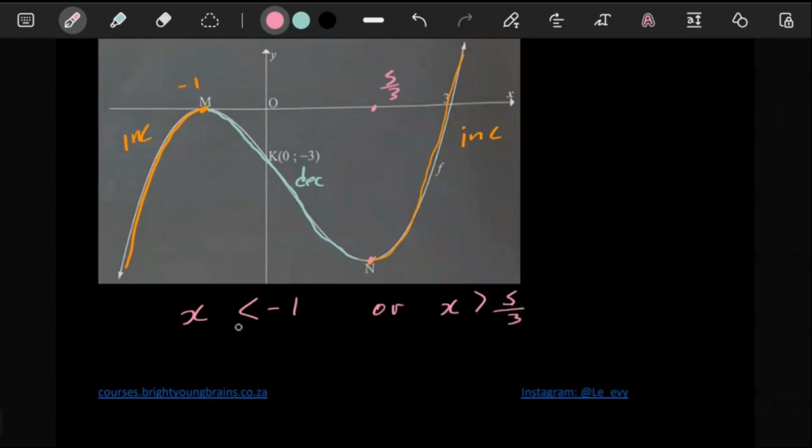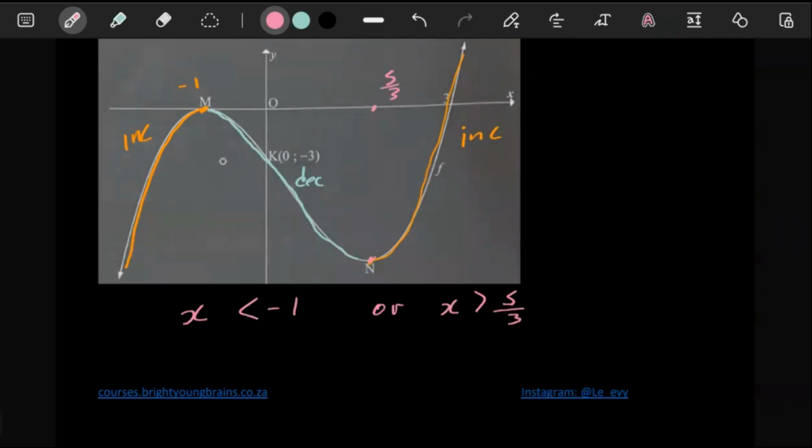The reason why we're not saying bigger or equal to is because specifically here, it's neither increasing nor decreasing, because it's stationary. If you're here, you won't be going up or down. But the moment you keep moving, you start going down. When you're here, you're not going up or down. But the moment you start moving, you're moving up. So that's why here, it's not increasing and it's not decreasing.